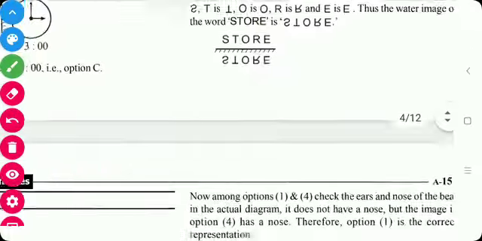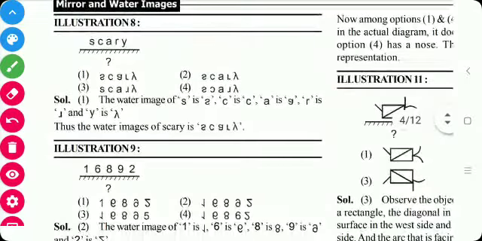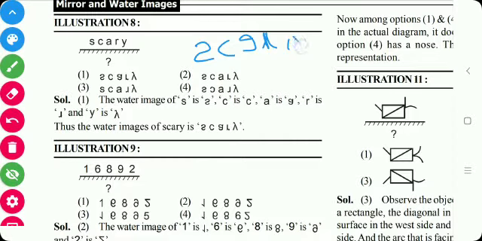Okay, next is scary. So here S is like this, S, C is as it is, A, R and Y is like this. Okay, so this is the water image of scary, so the answer is 1.